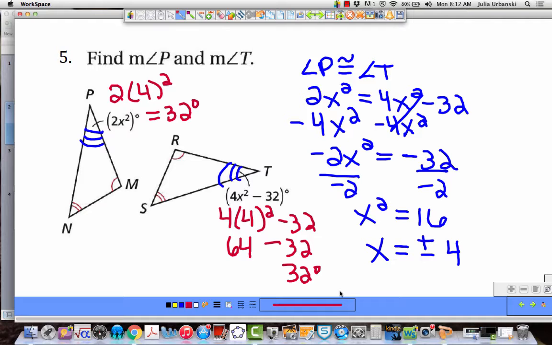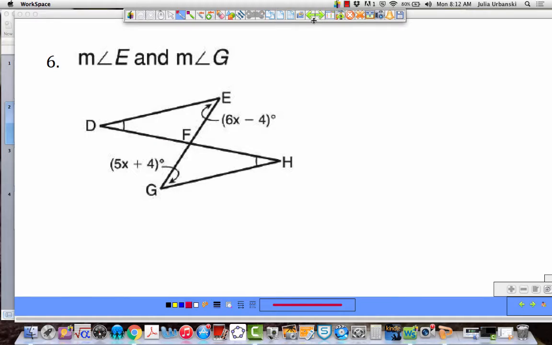All right, I'll do the last two with you, and then you're on your own. Number 6. First thing is, you have to know for a reason. This was the third angle theorem. You have to know which angles absolutely are congruent to each other for a reason. So we're trying to find angle E and G. Let's see what relationship we have. We have one pair of matching angles here. Do we have a second pair of matching angles?